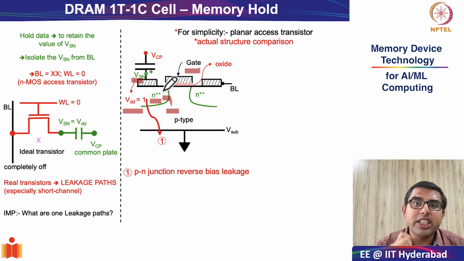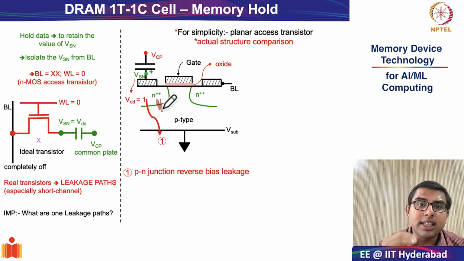Okay, so the N plus region is at 1 V, whereas the P-type region, or the substrate of the transistor, can generally be assumed to be grounded. Under these circumstances, please understand that the PN junction formed by the N plus drain region and the P substrate region will be reverse biased. And as we know, although small, there is always a reverse saturation current in any diode structure. You can call it the reverse saturation current or the leakage current under reverse bias.